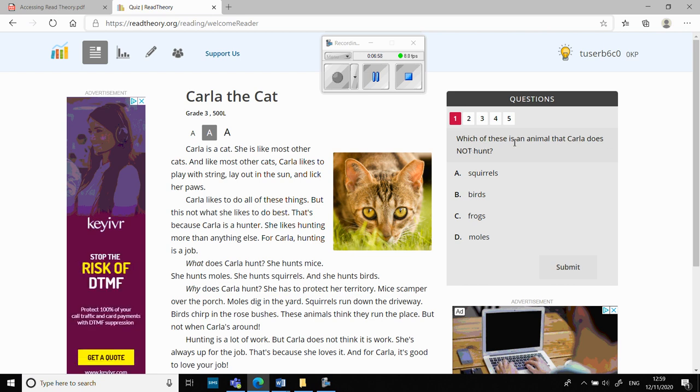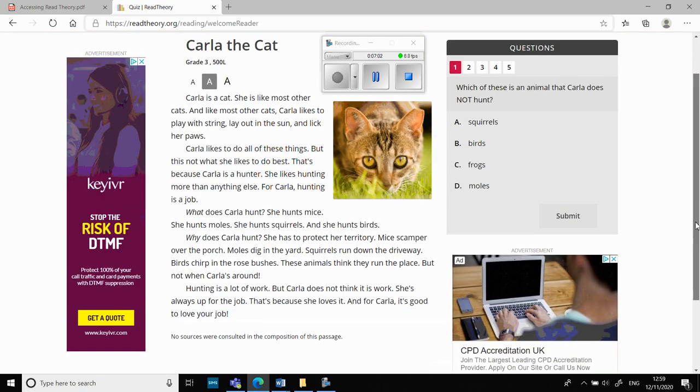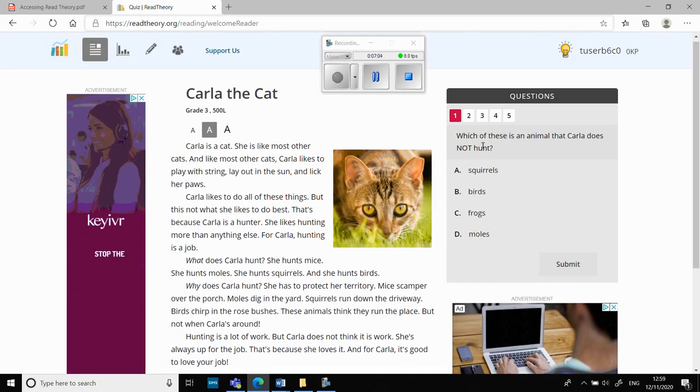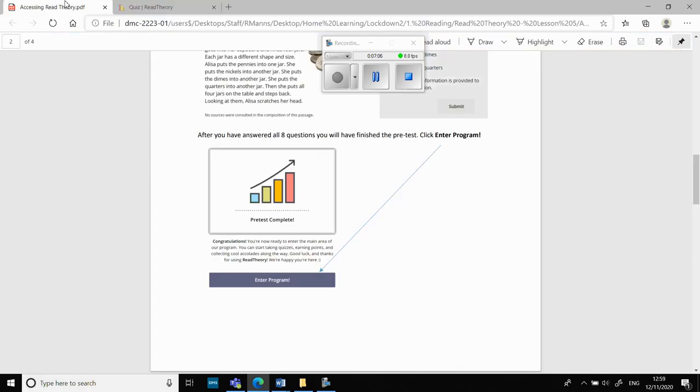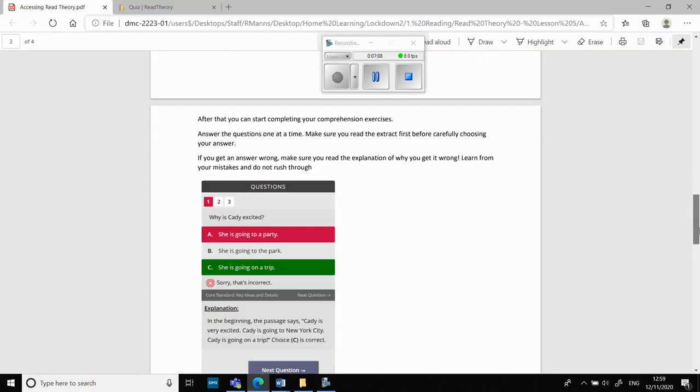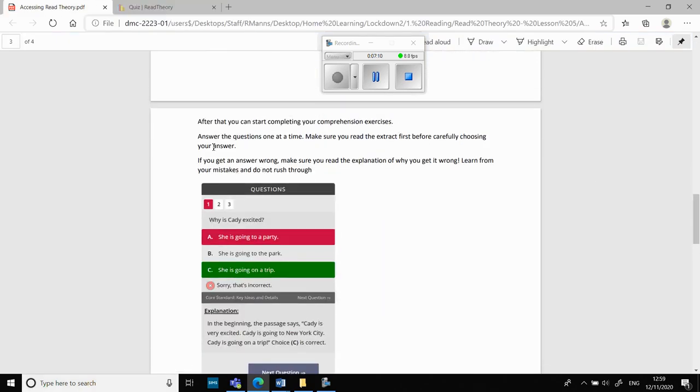Which of these is an animal Carla does not hunt? Obviously I need to read through the extract and find the correct answer. It'd be the one she does not hunt. Hopefully that all makes sense to you. That bit there, if you look at the document that's on Teams, it explains all that through.